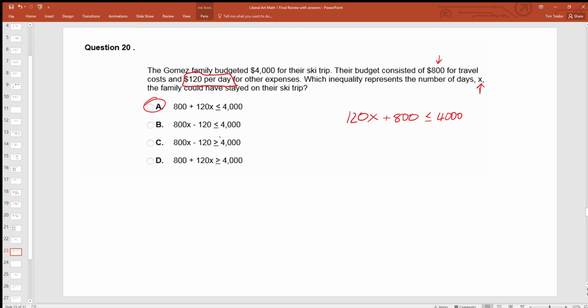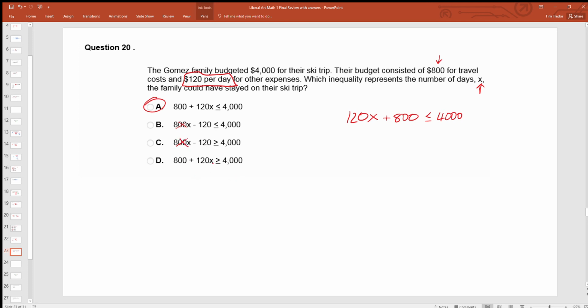Let's take a look at the other options here and why you wouldn't pick them. B would mean that every day they traveled, that $800 would be multiplied by every day, so that would throw that one out. C is subtracting the 120 from a daily travel rate, which is ridiculous.